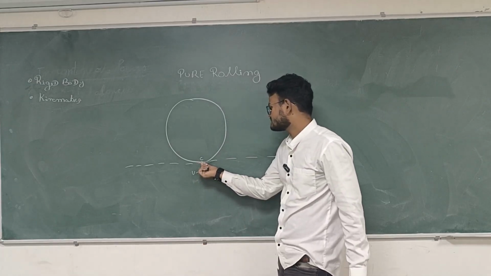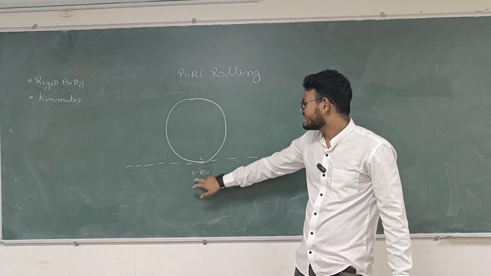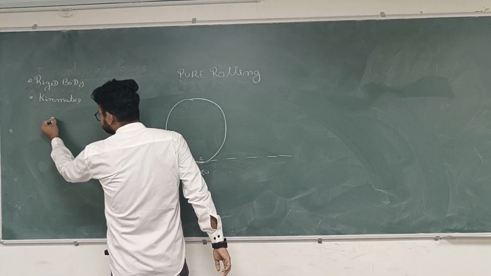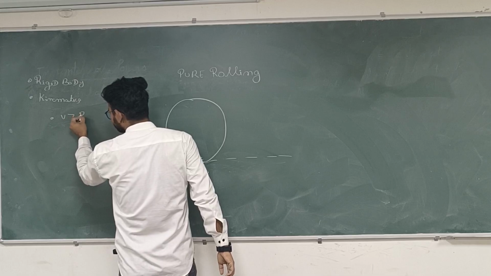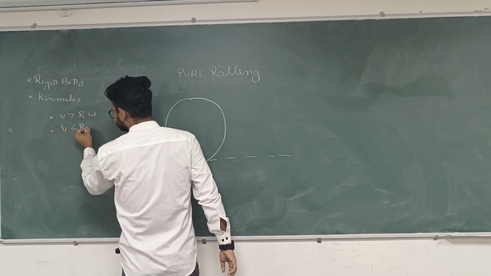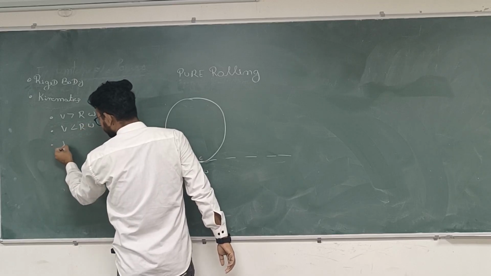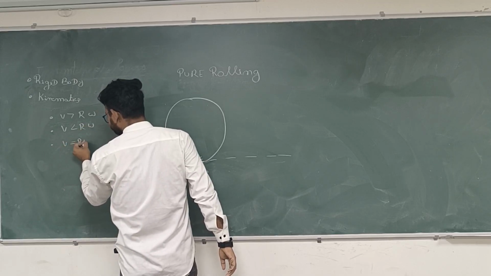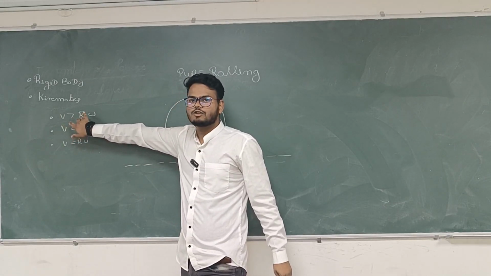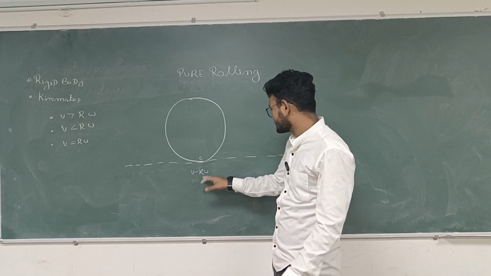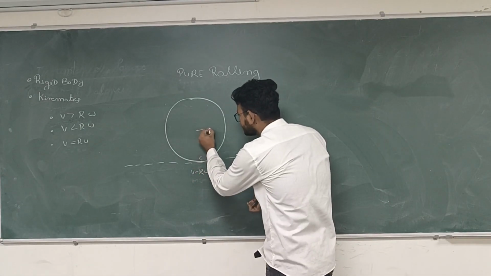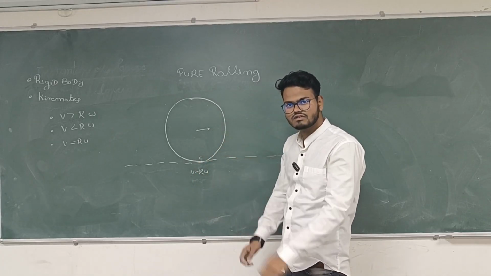Let us discuss the point of contact. Three cases are possible. First one, v greater than r omega. Second one, v less than r omega. And third one, v equals r omega. If I consider the first case, v greater than r omega, then what will happen? If v is greater than r omega, that means its translational velocity is greater than its rotational velocity.